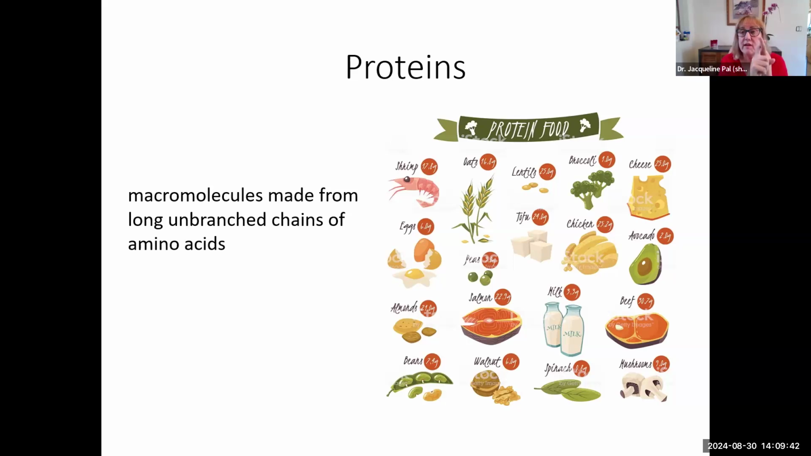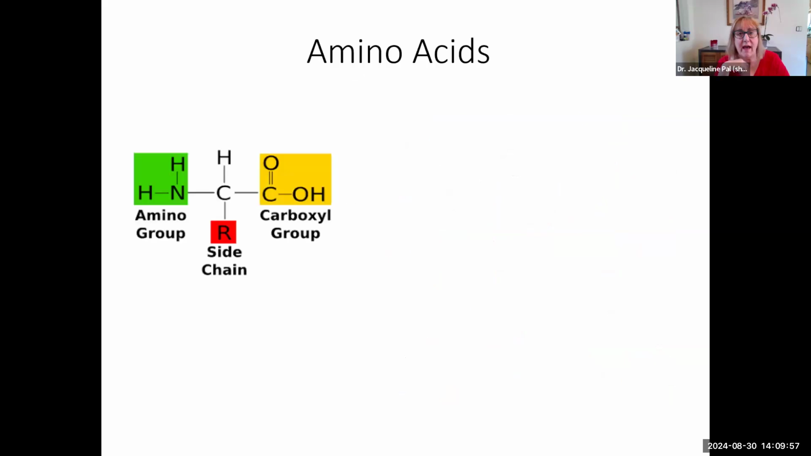So we had carbohydrates, which were made from glucose monomers, and they could be branched or unbranched. We had lipids that were made from fatty acids. And now we're having proteins that are being made from amino acids. In an amino acid, the word amino has to do with this group over here in green, which just means it contains nitrogen. It is attached to a carbon, and on the other side of the carbon, we're going to have a carboxyl group, and then we have a side chain.